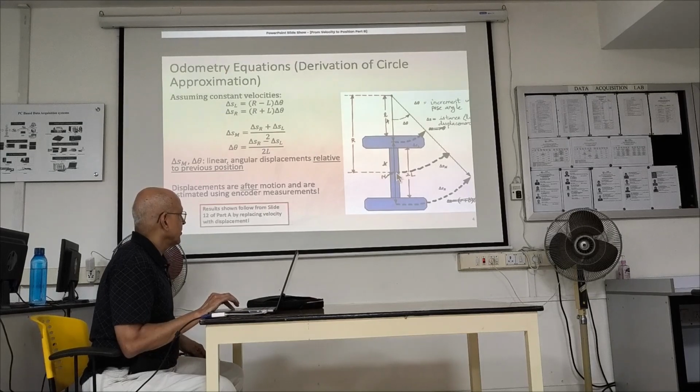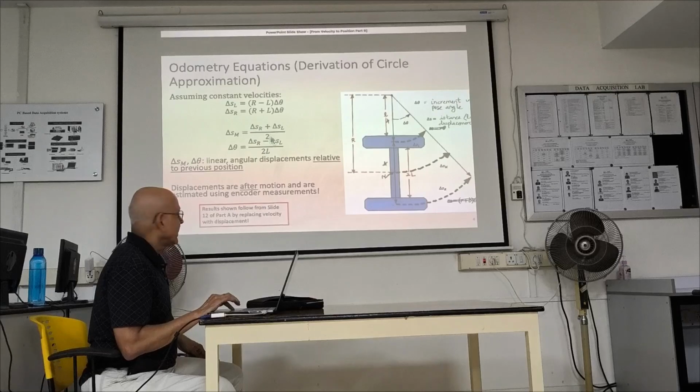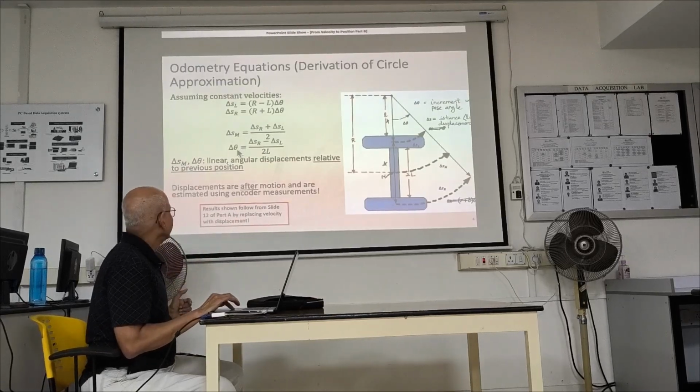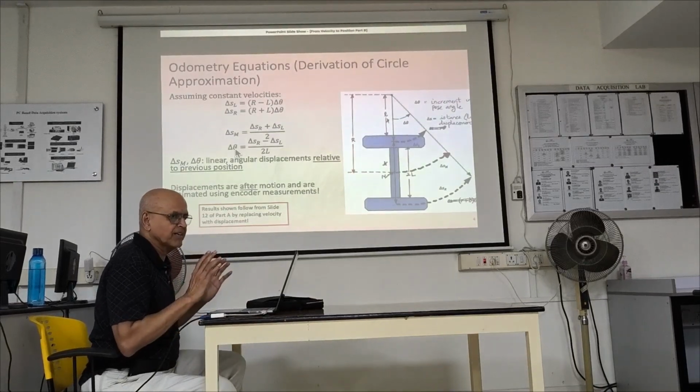The amount by which the midpoint moves is the average of the two: delta SR plus delta SL, divided by 2. And as we derived earlier, delta theta, the change in the angle, is the difference, but this time you have to divide by 2. From these two equations, you add and subtract. When you add, you get this, and when you subtract, you get this. So this is the delta theta. Now, this is the key part.